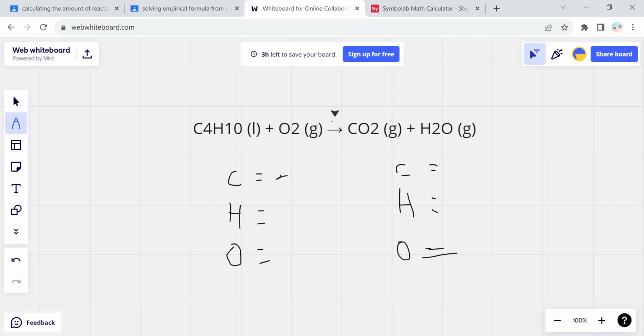As you can see here, 4, 10, 2, and that will be 1, 2, and no, actually no. Our oxygen should be 3, whereas for hydrogen it should be 1. Yeah, I think no, actually no. Our oxygen is 2. Our hydrogen is 2 actually. So there we go.